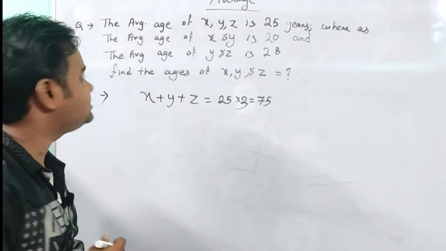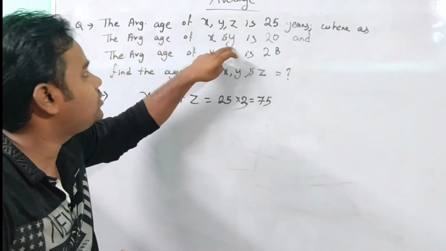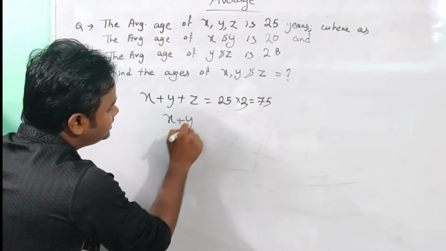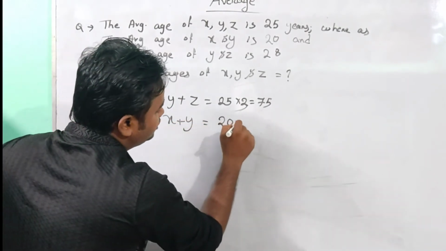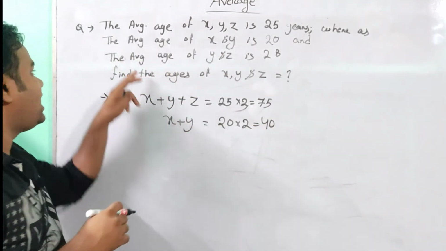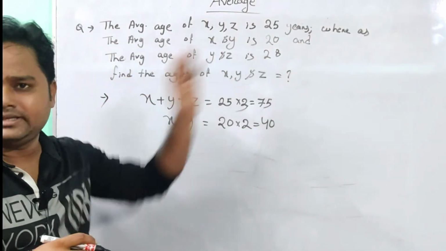Now in the next line the question gives the average age of x and y as 20 years. So the summation of the ages of x and y will be 20 into 2, which is equal to 40 years. And next the average age of y and z.